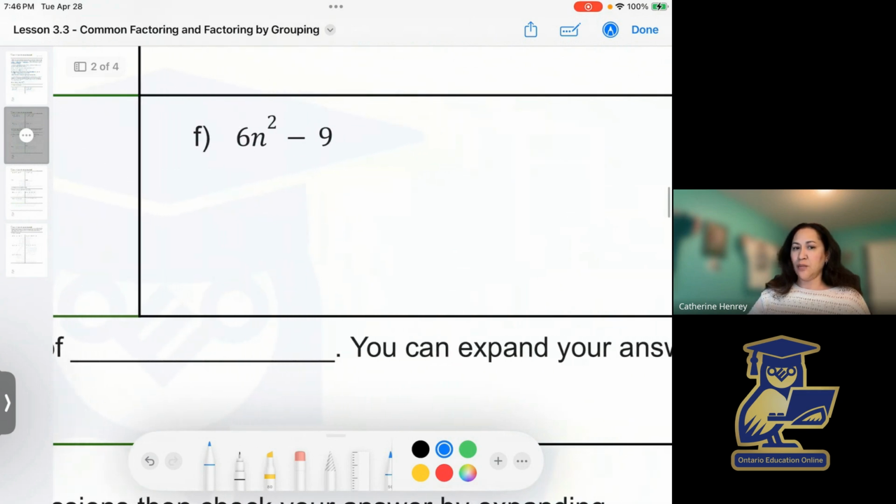And then this example, 6n squared minus 9. Again, no n's are common to both terms, but there is a 6 and a 9. So we have a 3 that's common to both terms. And 6n squared divided by 3 would leave me with 2n squared. And then negative 9 divided by 3 is going to give me negative 3.